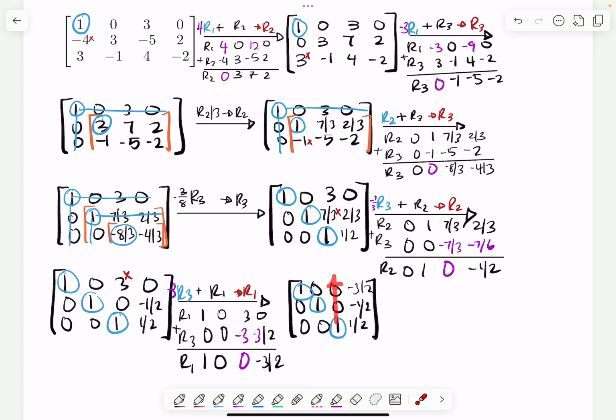So here I still have this pivot position. I made sure that everything above it is 0. Then we move on to the next pivot position. Everything above it is 0. Then the next, there's nothing above it. So we're done. This is all ready in reduced row echelon form.